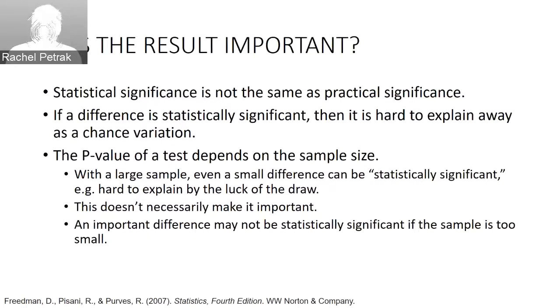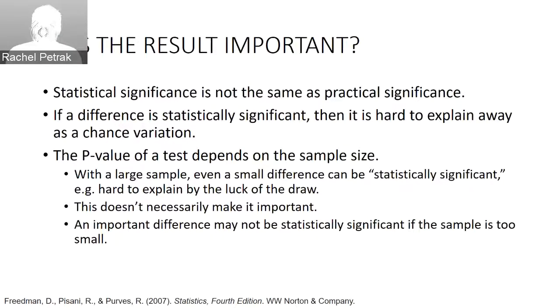Another important question here is to take note of whether the result was important or not, because statistical significance isn't the same thing as practical significance. Just because you found a difference that was statistically significant, it doesn't mean that there's some actual practical importance or application of the results. It just tells us that this difference is hard to explain away as chance variation. It told you there's a difference that's unlikely to be due to chance.